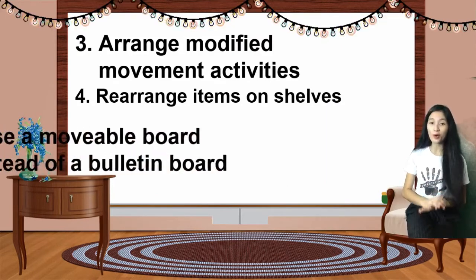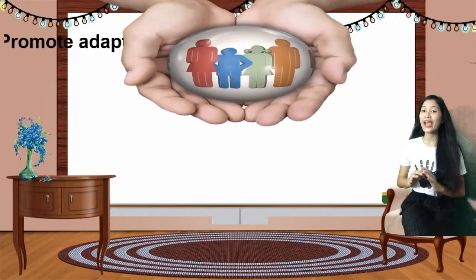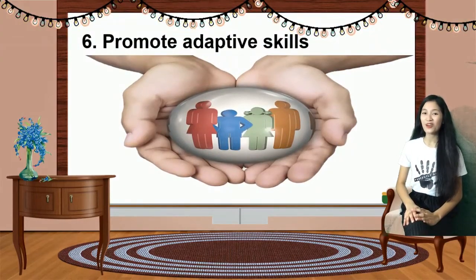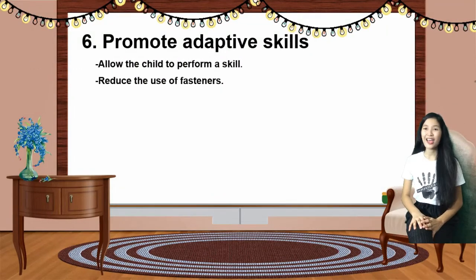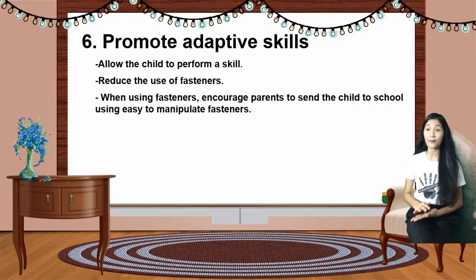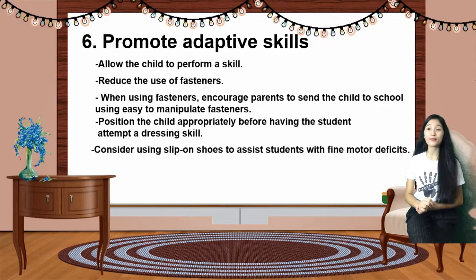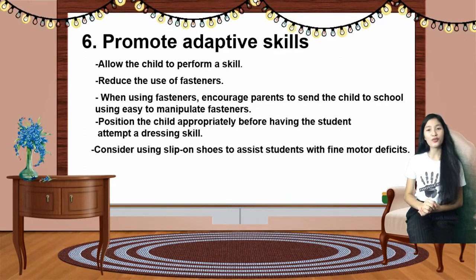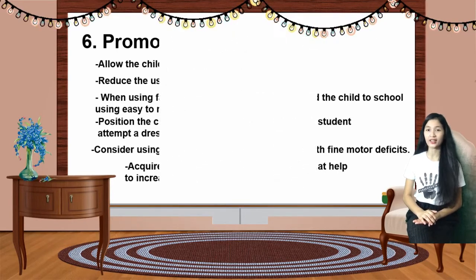Use a movable board instead of a bulletin board. And most importantly, promote adaptive skills. Allow the child to perform a skill. Position the child appropriately before having the child attempt a dressing skill. Acquire proper adaptive feeding utensils so that it helps them increase their independence during feeding.